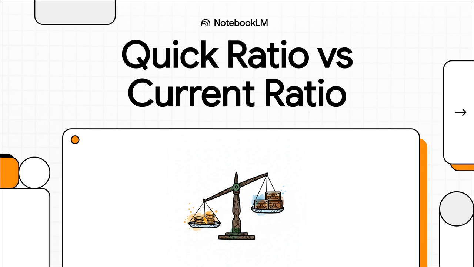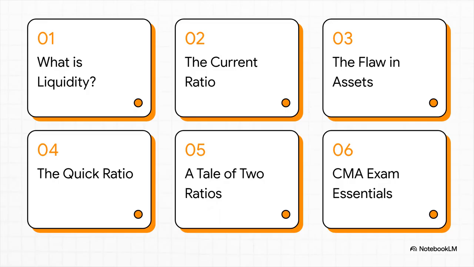Well, let's find out. Okay, so here's how we're going to break this down. We'll start with the basics, what financial liquidity even is. Then we'll look at the two big players, the current and the quick ratios. After that, we'll uncover a really critical flaw in the current ratio and see how the quick ratio fixes it. Then we'll put them head-to-head in a showdown. And finally, we'll wrap up with the absolute essentials you need for your CMA exam.